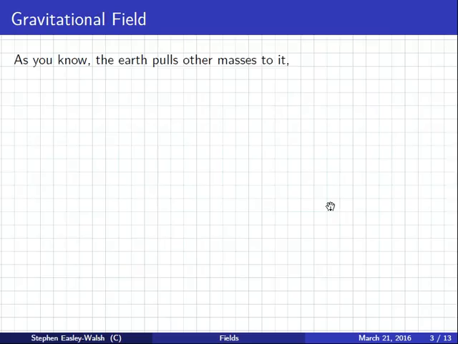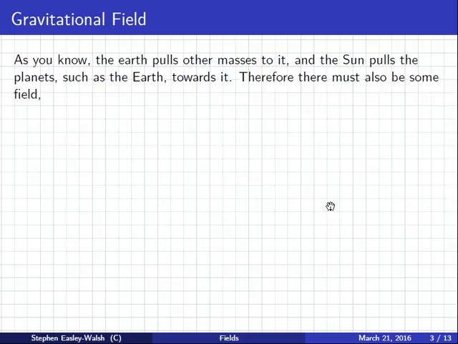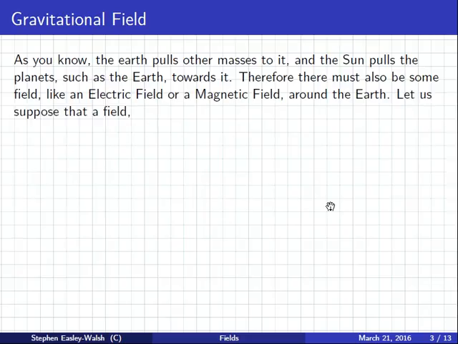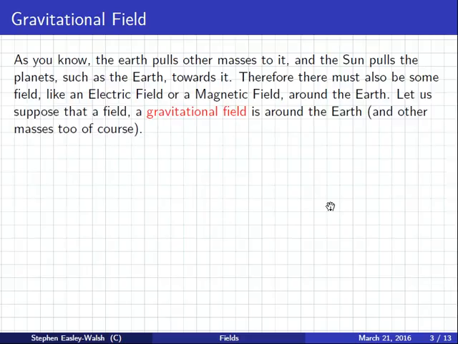As you know, the Earth pulls on other masses to it, and the Sun pulls on the planets such as the Earth. Therefore, there must be some field, like an electric field or a magnetic field, around the Earth. Let us suppose that the field around the Earth is a gravitational field. It would look like this below.